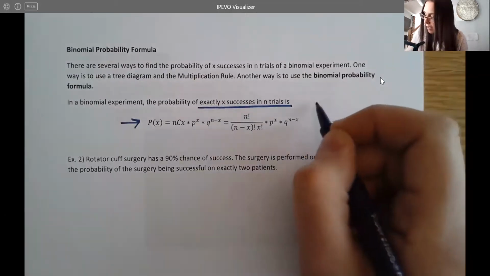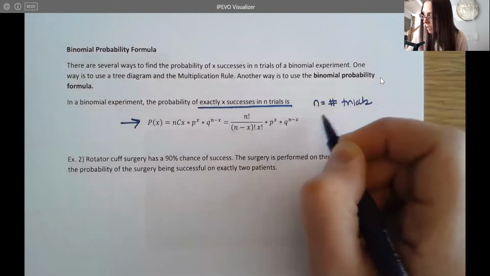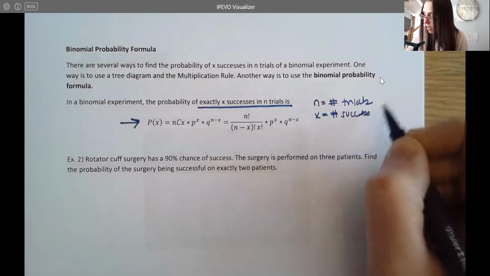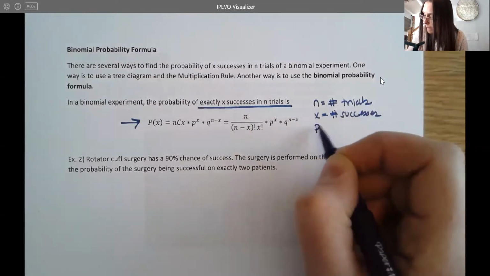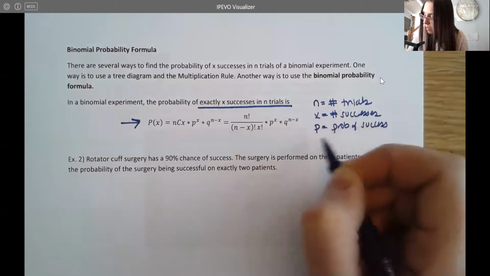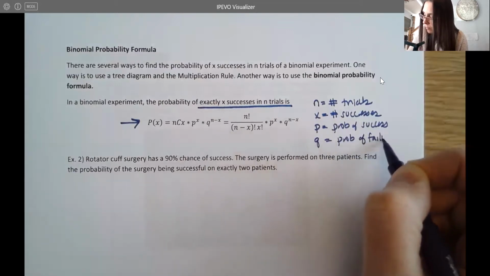So remember here, N is the number of trials. X is the number of successes in those number of trials. P is the probability of a success, and Q is the probability of a failure.